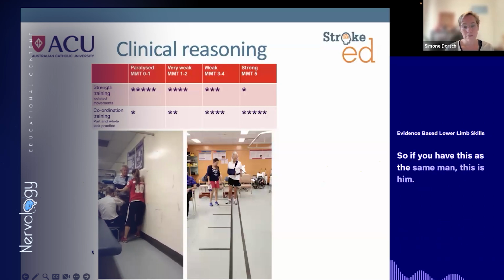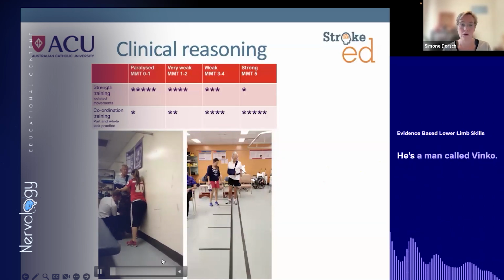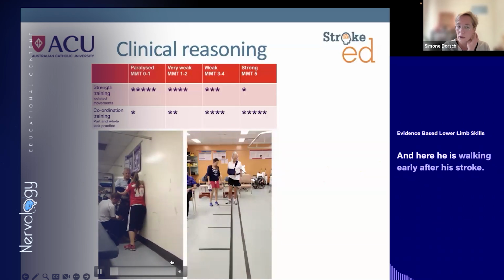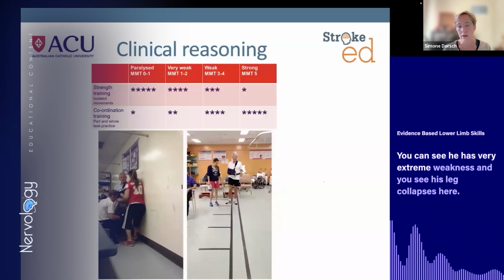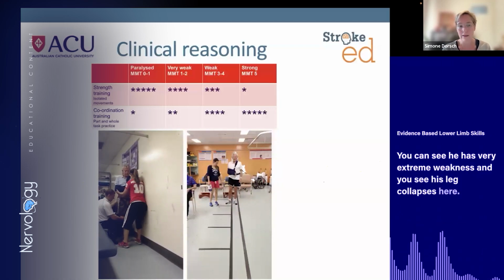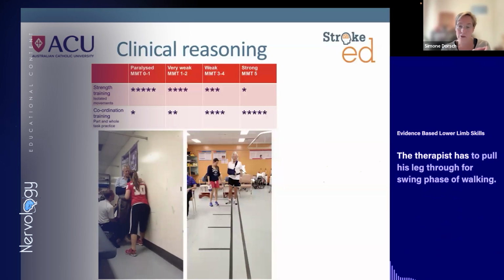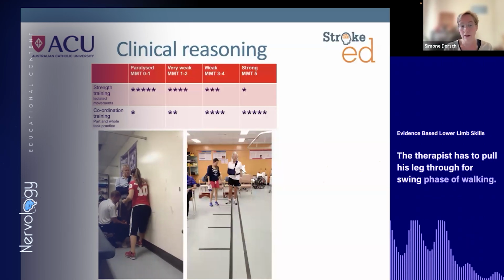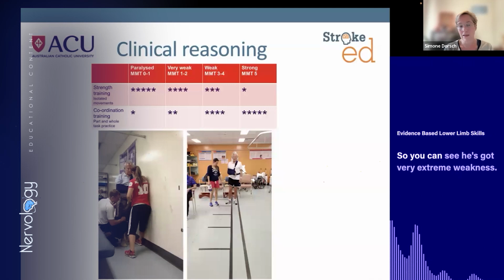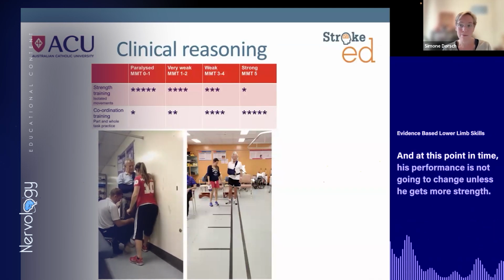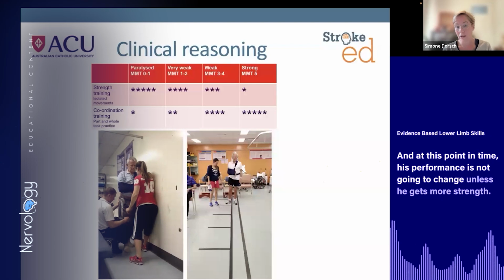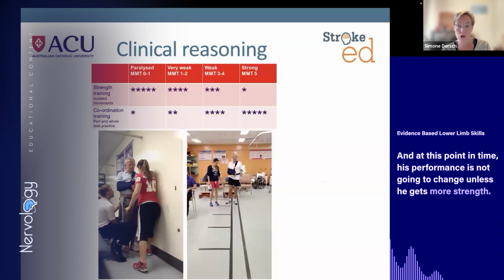So this is the same man. He's a man called Vinko, and here he is walking early after his stroke. You can see he has very extreme weakness, and you see his leg collapses here. The therapist has to pull his leg through for swing phase of walking. So you can see he's got very extreme weakness. And at this point in time, his performance is not going to change unless he gets more strength.